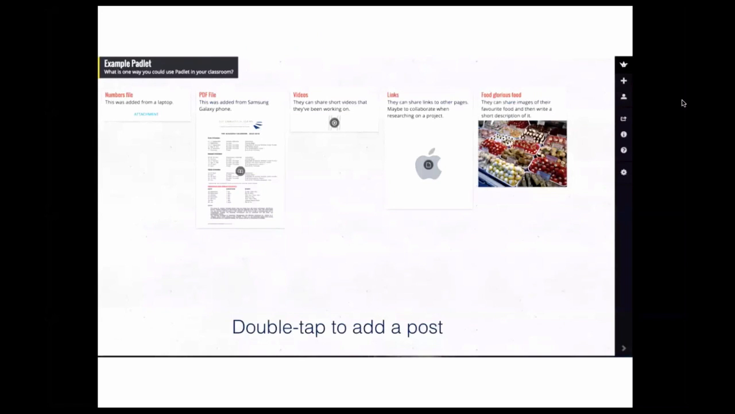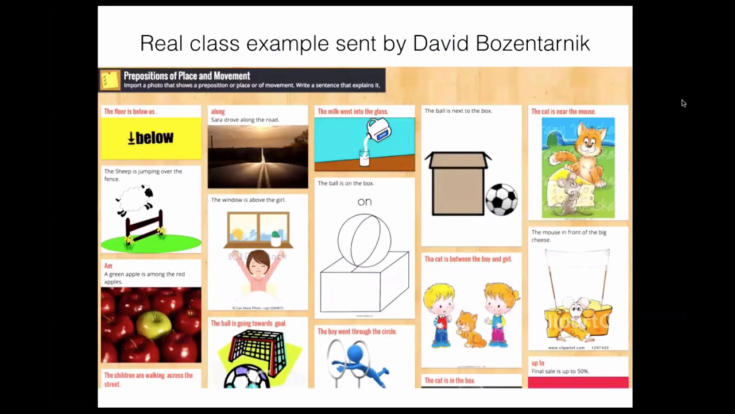So this is what an example Padlet board looks like, what you're working on right now. This is a real class example sent in by David, so thank you, David. And this is just an activity that he had his students complete. They had to import a photo that shows a preposition of place or of movement, and then write a sentence that explains it. So that's actually quite a good use for an English language class.